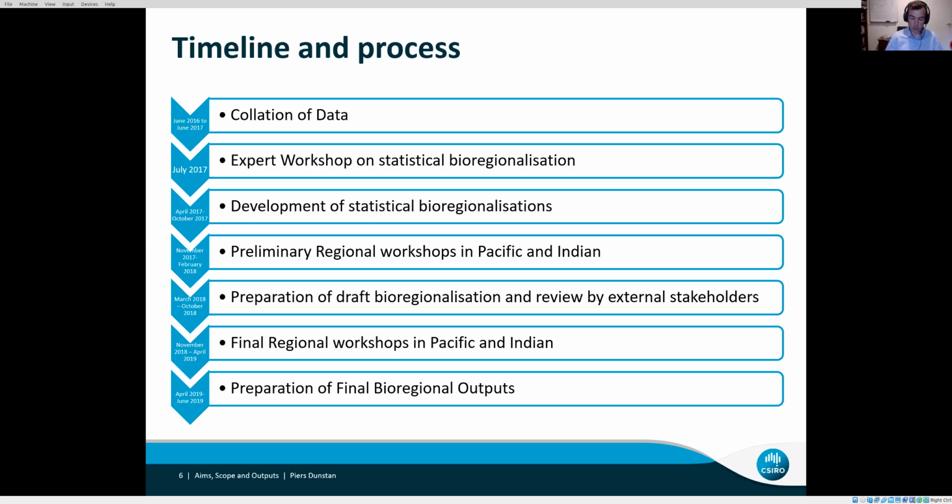We went through that workshop, and then myself and my colleagues at CSIRO came back and worked for a significant amount of time on the preparation of a draft bioregionalisation. And we also worked through and consulted a number of external stakeholders as part of that process to clear up points that were not clear as part of the workshop.